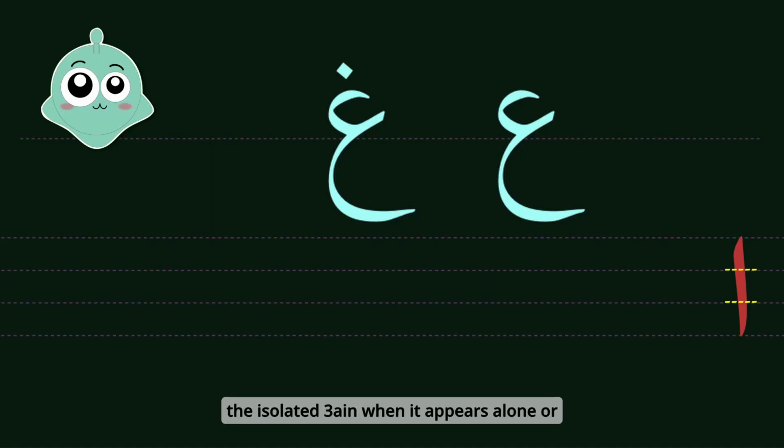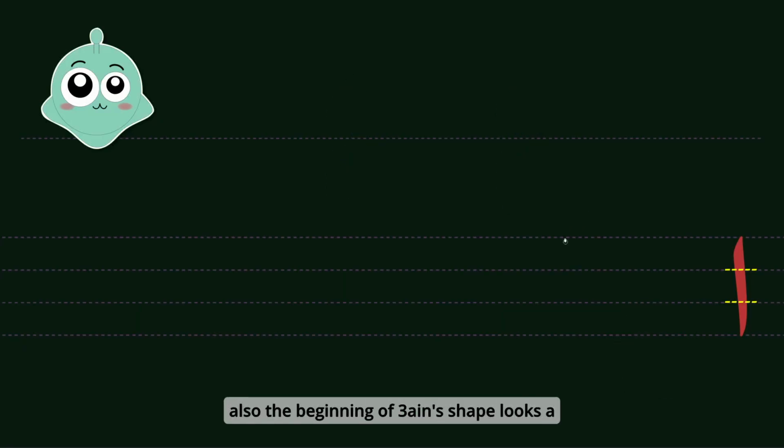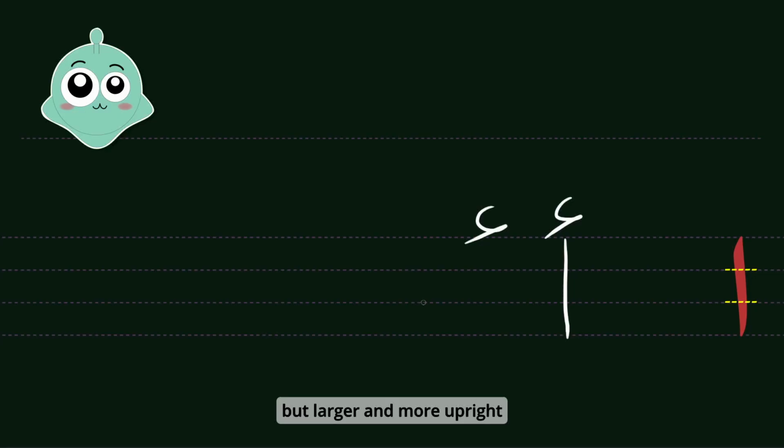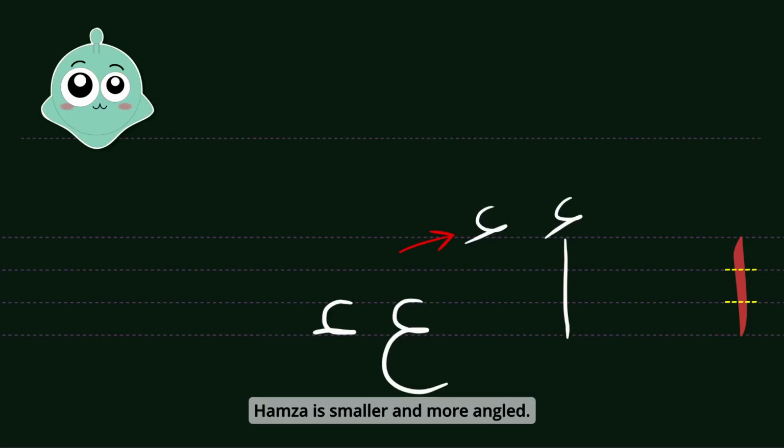The isolated Ain, when it appears alone or at the end of a word, sits just a little taller than Ba and goes down slightly below the top third of the equivalent alif stick written downward. But don't worry, in real writing, this height difference is barely noticeable. Also, the beginning of Ain's shape looks a bit like a Hamza, but larger and more upright. Hamza is smaller and more angled.